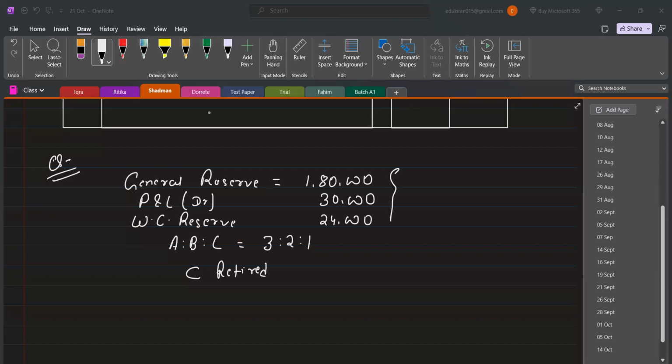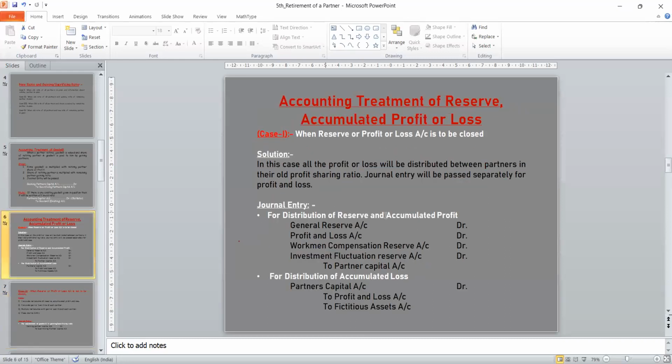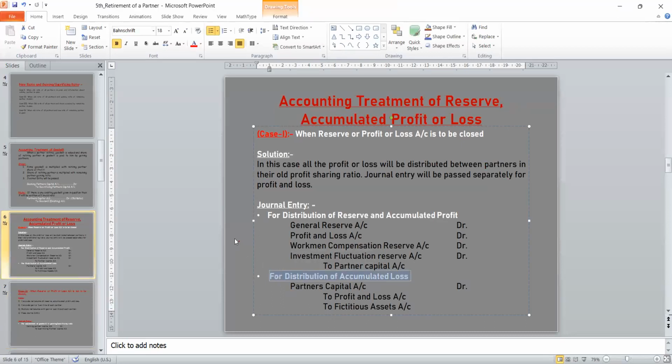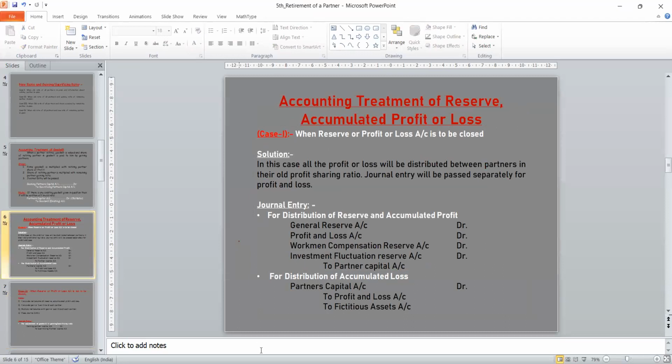Okay, sir. But not in the same entry. You have seen the theory, there are two entries: the distribution of accumulated profit and reserves, and the distribution of accumulated loss. First is for distribution of profit, the second is for distribution of loss. So the profit and loss debit balance means it is a loss, and you have to pass two separate entries for their distribution.